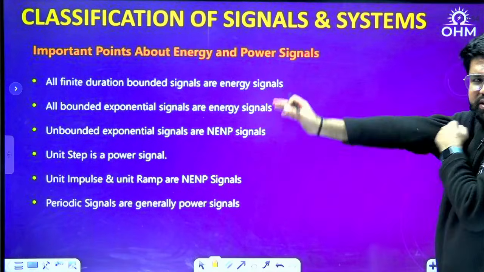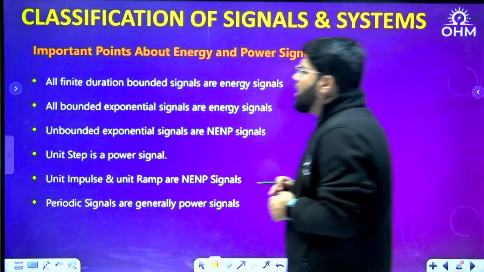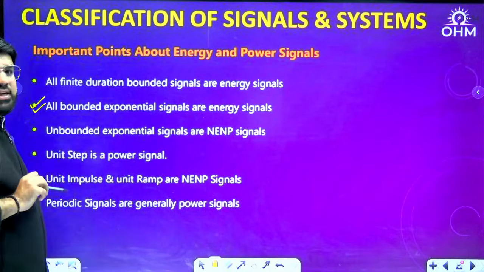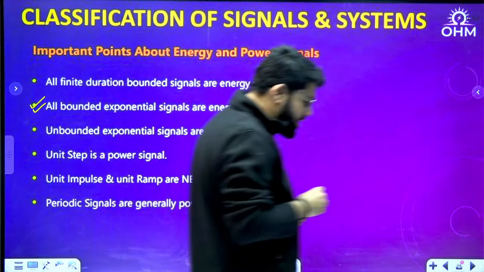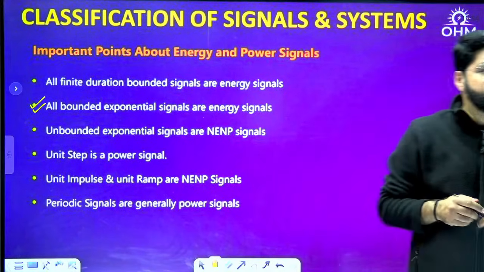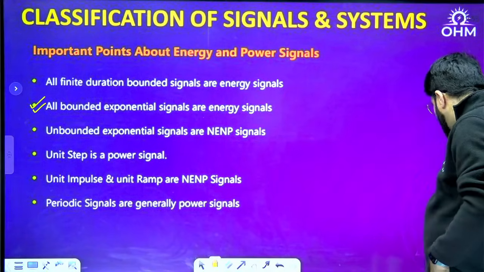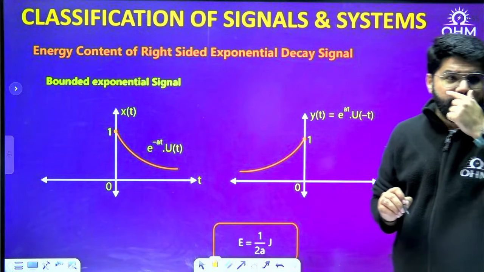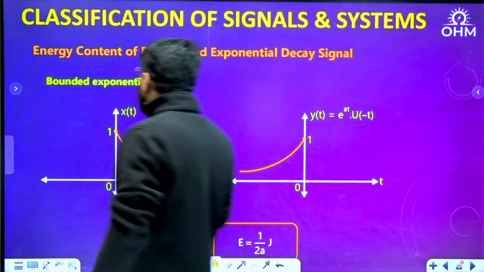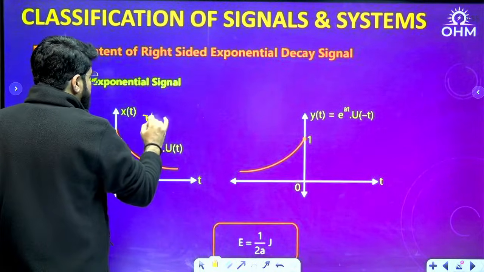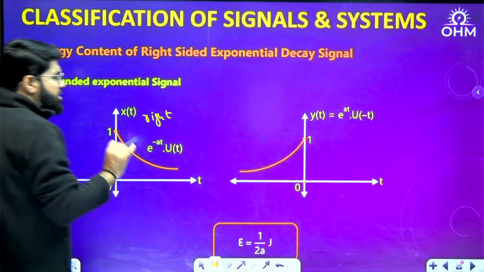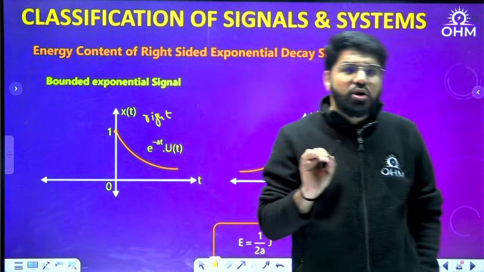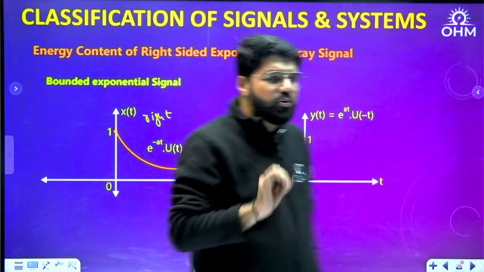Some important points, then we go to that question. Let's come to this one first: all bounded exponential signals are energy signals. The question is actually on this important class of signals known as bounded exponential signals. What do I mean by bounded exponential signal? It could be right-sided, left-sided, or two-sided. This is a right-sided bounded exponential signal. Exponential, but bounded. Bounded means finite: all the values of the signal must be finite.